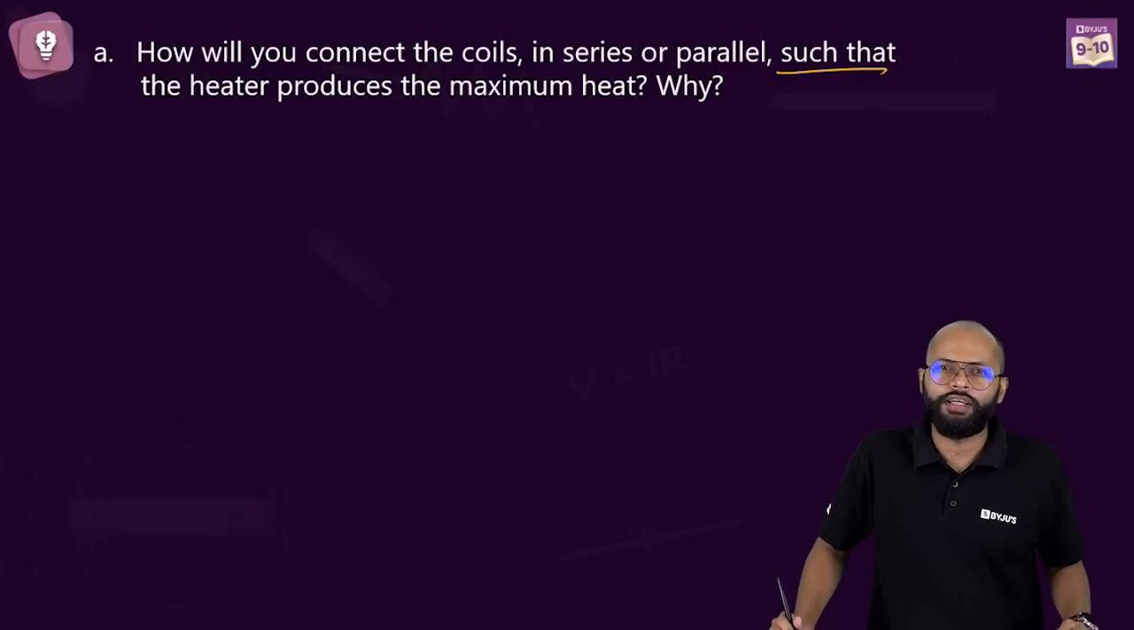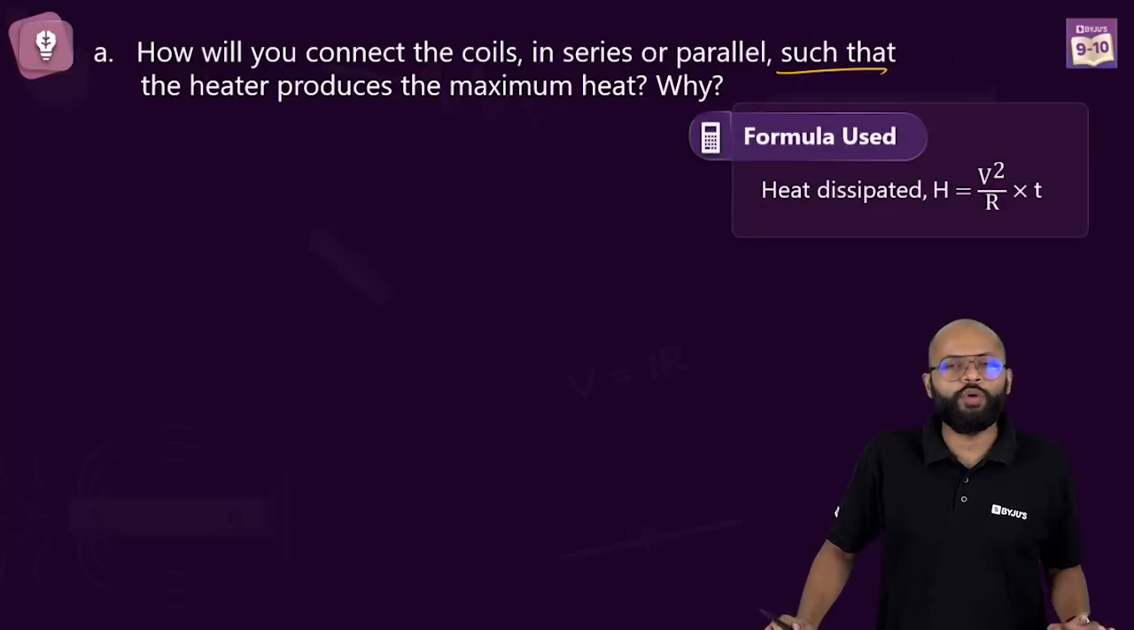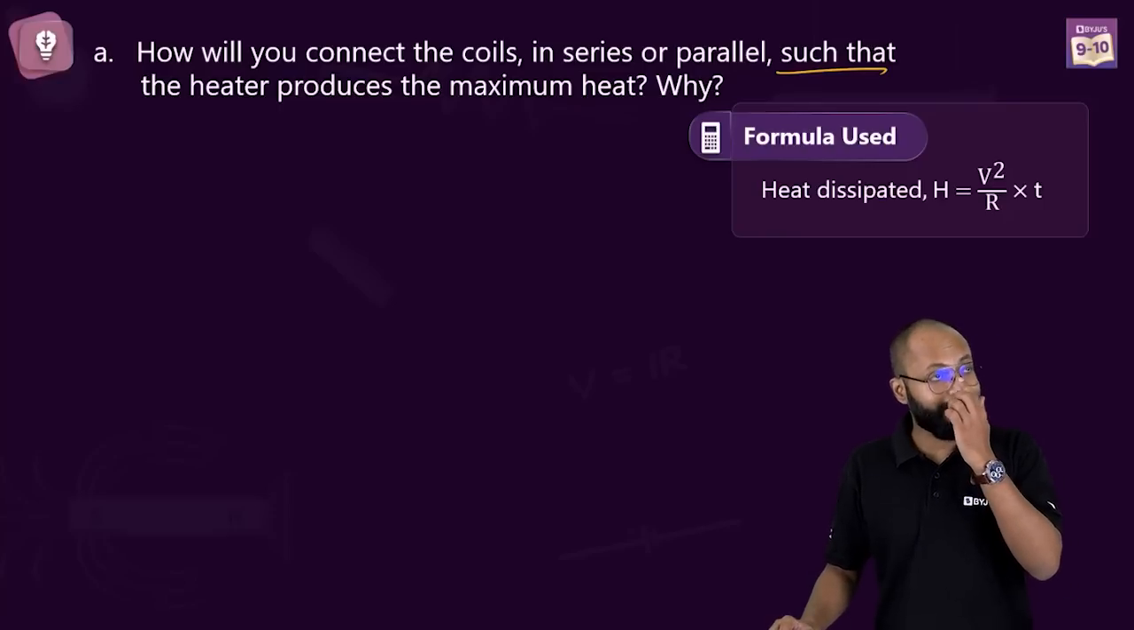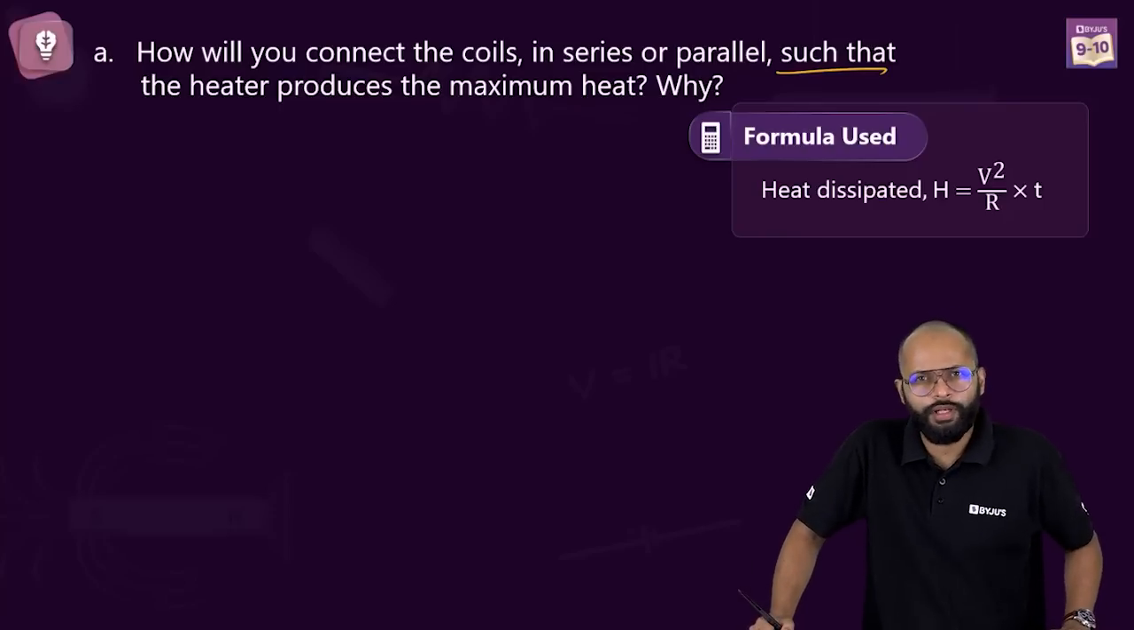Series or parallel? See, the formula you want to use is V square upon RT. Now there comes the first question, sir. Why only this formula, right?